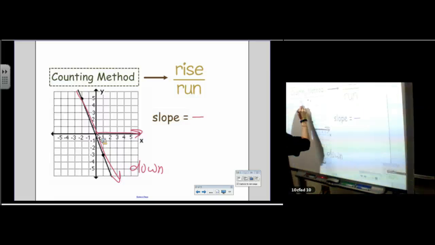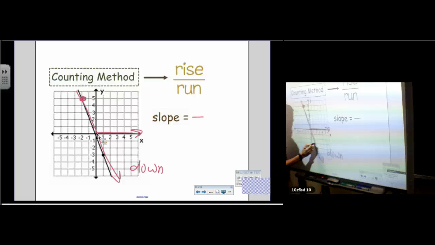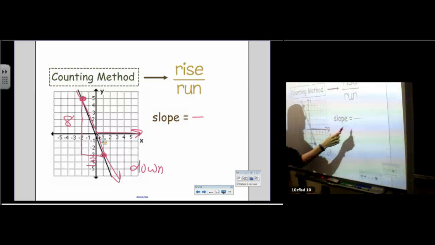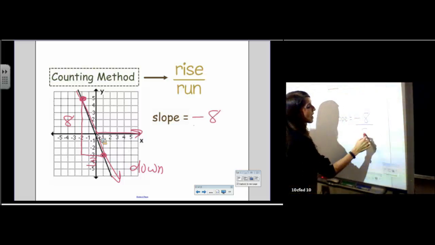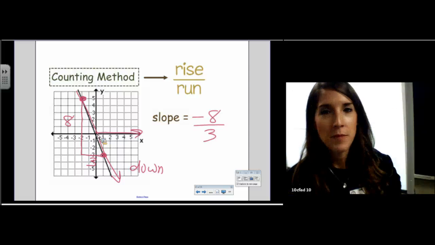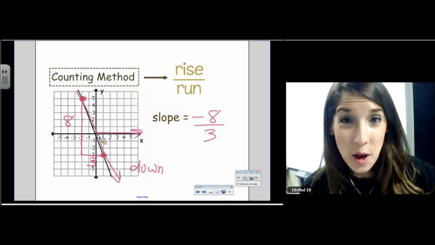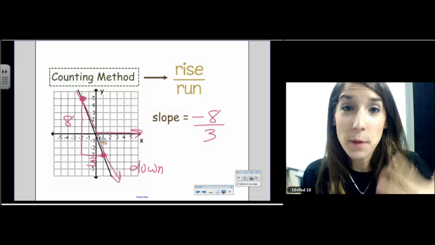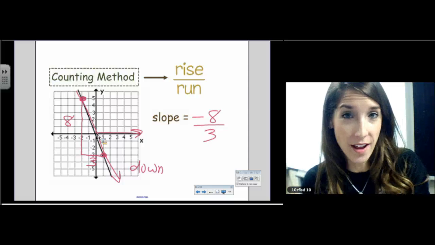So then you just find your points. You find 2 points and you count. Down 1, 2, 3, 4, 5, 6, 7, 8. I went down 8 and over 1, 2, 3. I went down 8, so negative 8 and over 3. This is one way to find the slope. You count rise over run or fall over run, right?